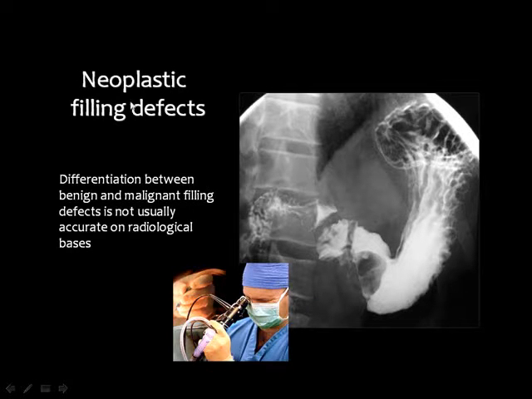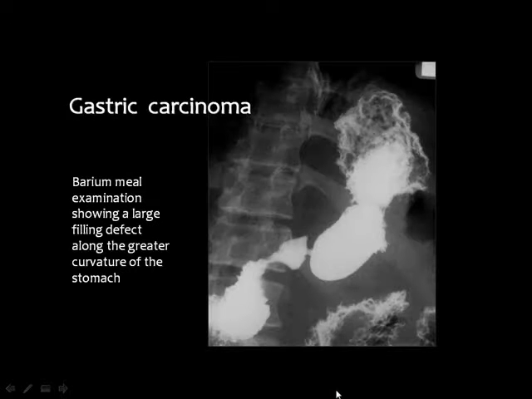Then the filling defects corresponding to benign and malignant neoplasms are not mobile. And you can see this filling defect in the pyloric canal, which may represent a benign tumor like leiomyoma, for example, or a malignant tumor like carcinoma and leiomyosarcoma. And you always need the help of endoscopy in order to reach the final diagnosis.